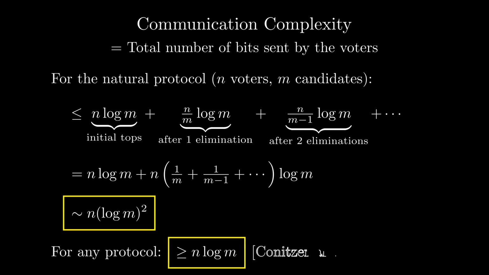On the other hand, any protocol needs at least n log m bits, as shown in a seminal paper by Konitzer and Sandholm in 2005. This gap raises the question, could we have a cheaper protocol, or is the natural one already optimal?